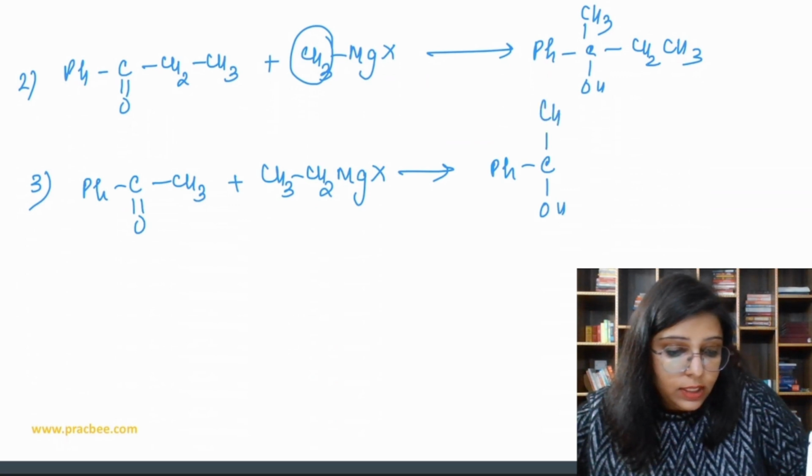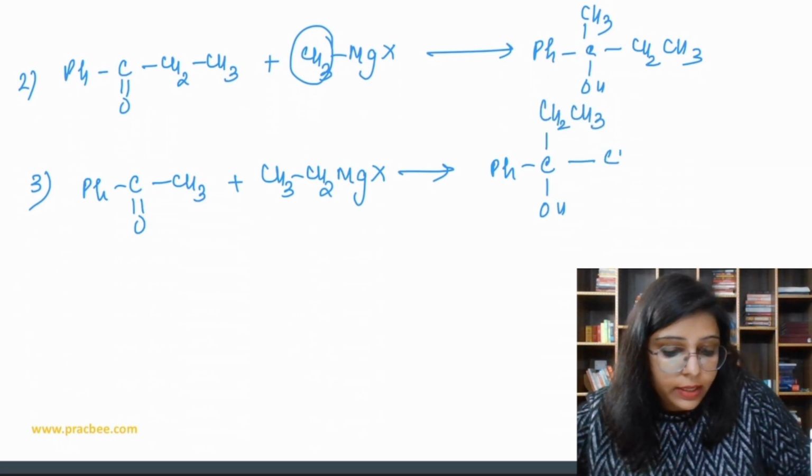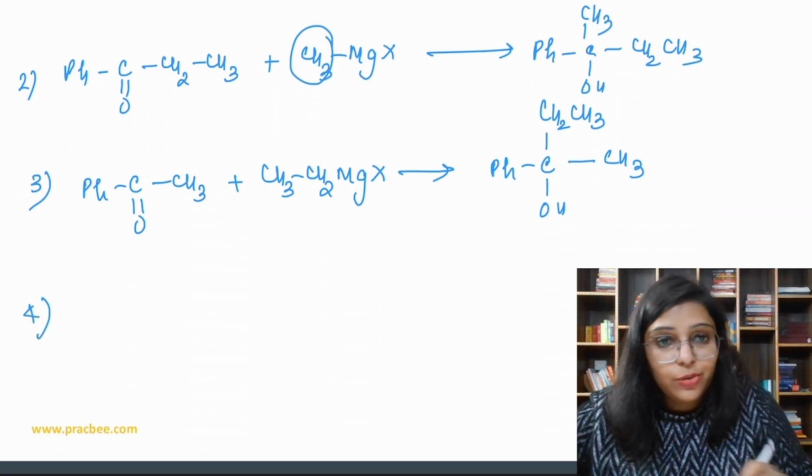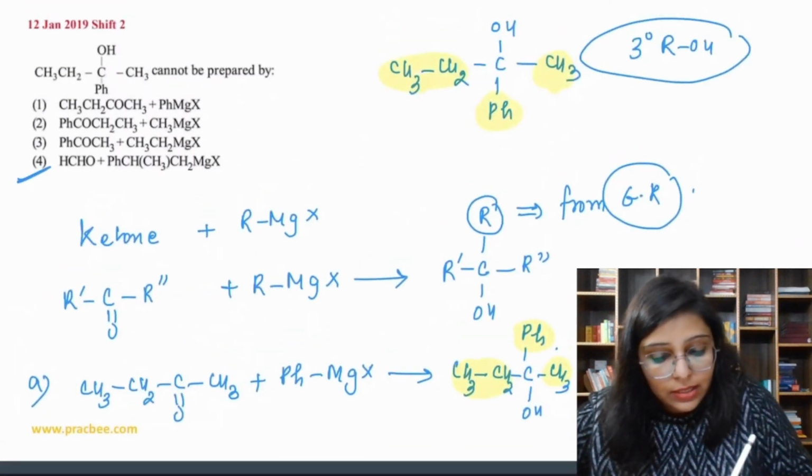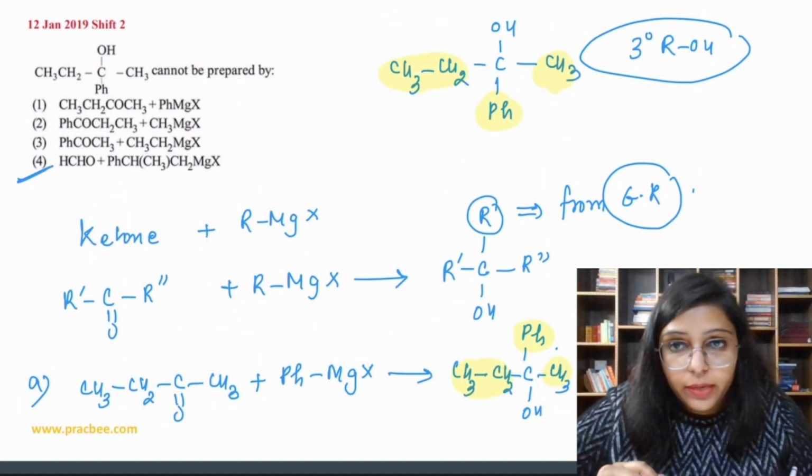PhCOH, then CH2CH3 from the Grignard reagent, and then CH3. Now the last option, the fourth, is going to be incorrect. The answer is this, but let me write down the correct product.